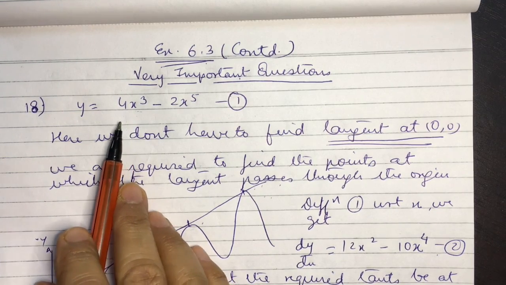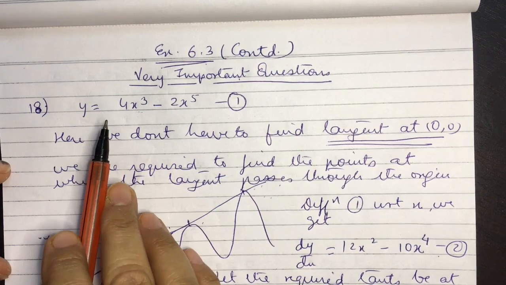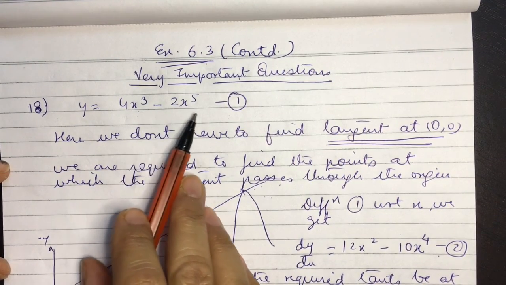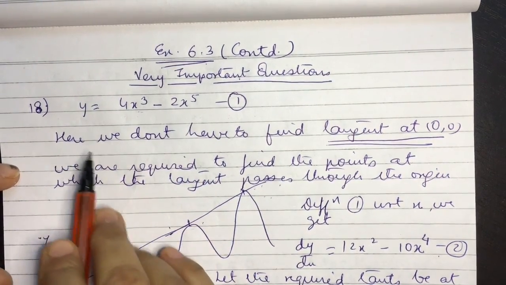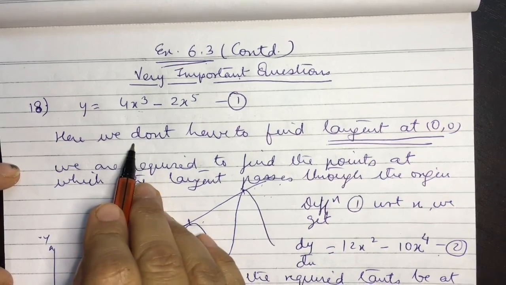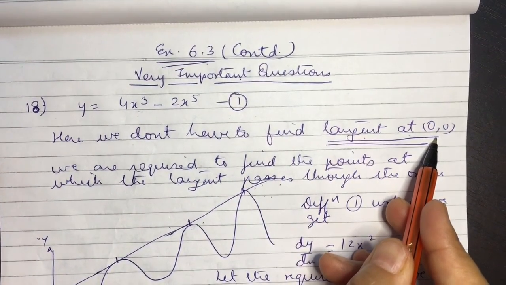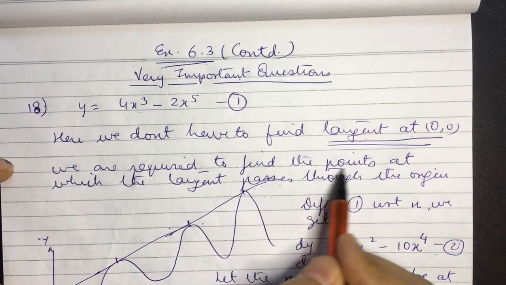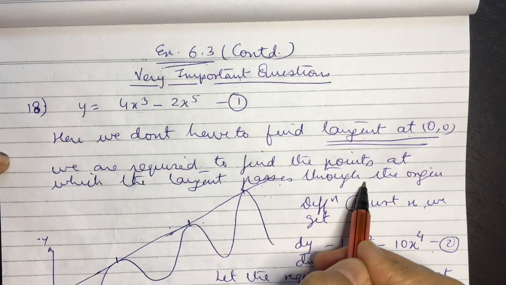Now, what's so special about this question? We have to see how this question is so different from the rest of the questions which we have taken so far. Please note here that in this case, we don't have to find the tangent at the origin. What we are required to find is the points at which the tangent passes through the origin.